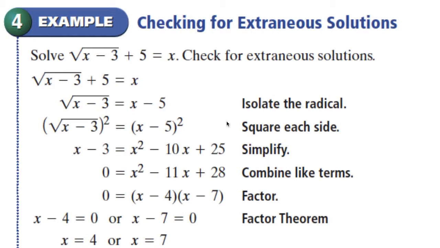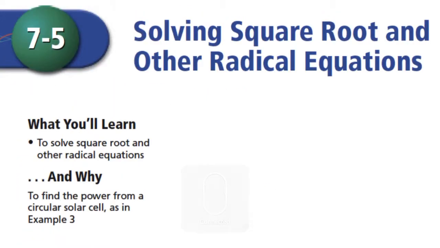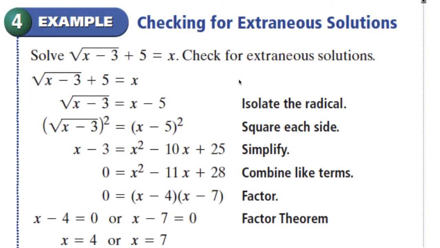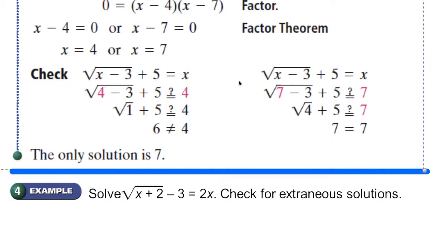But let's go ahead and finish up 7-5. Just a quick go back. Solving square root and other radical equations. So this is the second day of this particular lesson. Here we go. Example 4. Checking for extraneous solutions. Okay, the principle is the exact same thing. The only difference is now once you have your answers, you have to check and see if they work.